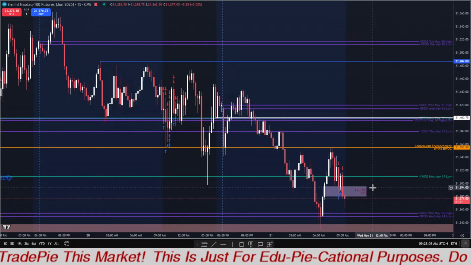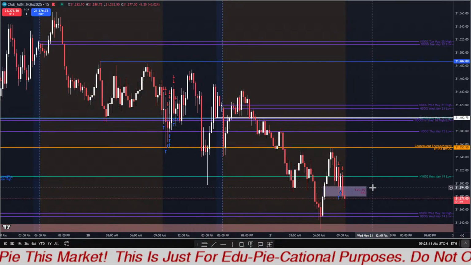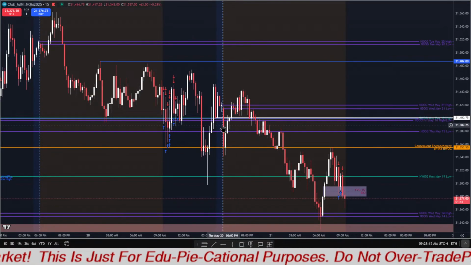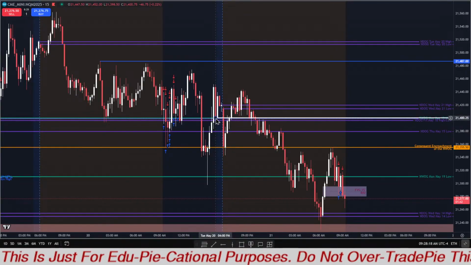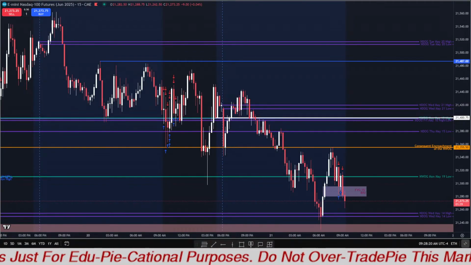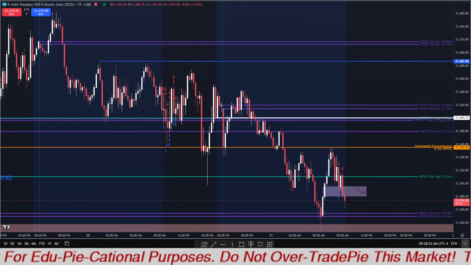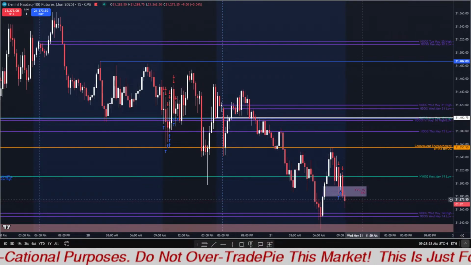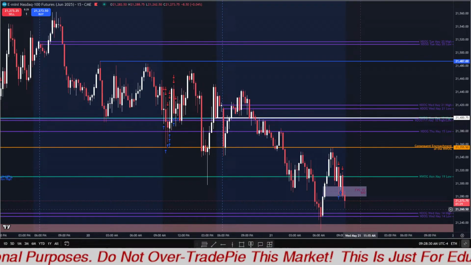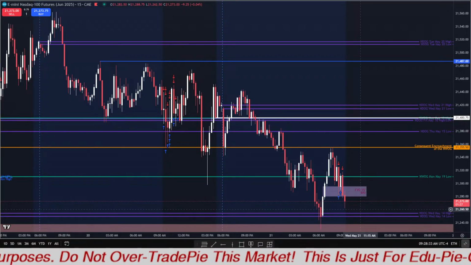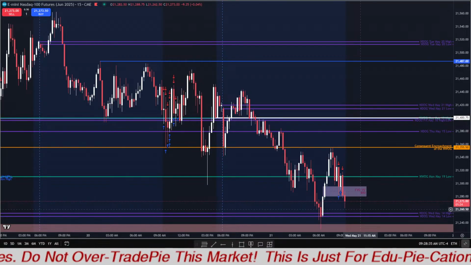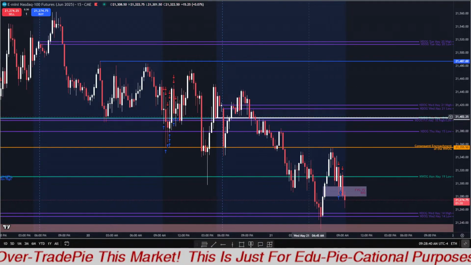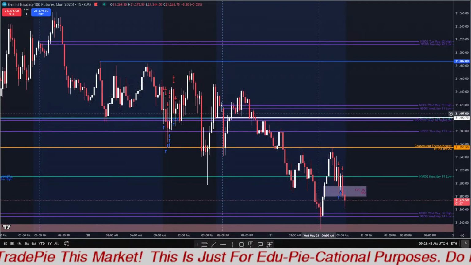We have a quiet opening range gap, not big, not small. The settlement price for yesterday was at 21,400, and you can see now we are around 130 handles below the settlement price of yesterday. So it is probable that the market tries reaching higher over here.